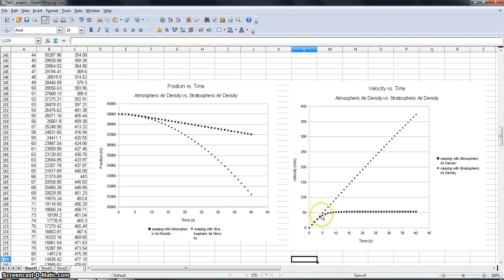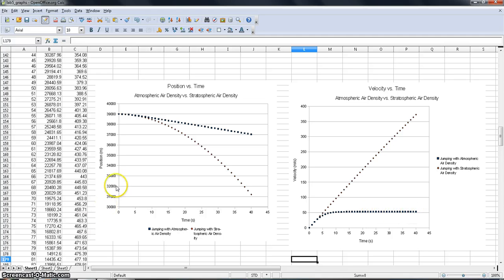We see that when Felix was falling through the stratosphere, his velocity was much greater than when he was falling through the atmosphere, and in fact it was still increasing. When he was falling through the atmosphere, he reached a terminal velocity at around the 10-second mark and 50 meters per second, and continued to fall at that velocity for the remaining 30 seconds.